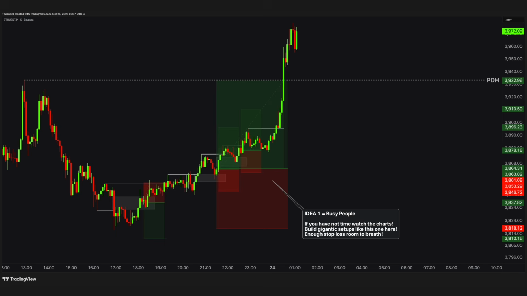And the second option is for more active traders, the ones who can spend maybe 3, 4, 5 hours a day watching the charts. For you, it is better to take smaller scalp trades in the same direction as the PDH, always following the low time frame structure and the trend. As you can see, there are different trading styles and approaches that can fit just about every type of trader out there.